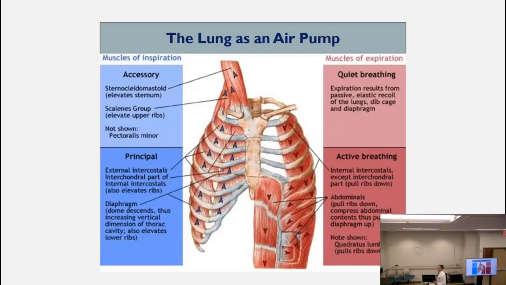And then when we have a forced expiration, more active breathing, for example during exercise, we can use the accessory muscles of expiration: the internal intercostals that pull the ribs inwards. Internals inwards, externals outwards, expansion. Then we have the abdominal muscles that push the abdominal viscera, and they push the diaphragm up to take the air out. The abdominal muscles in general.